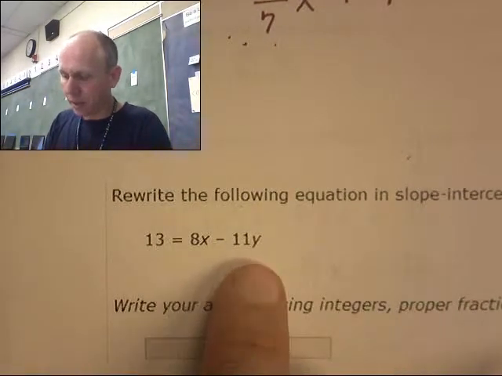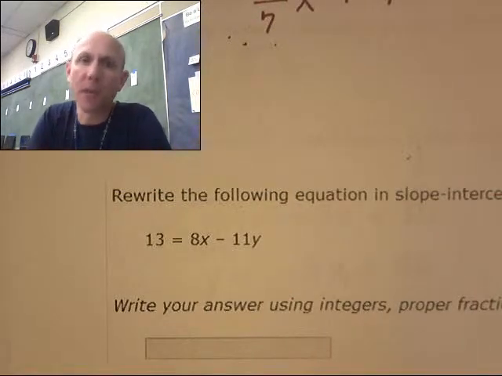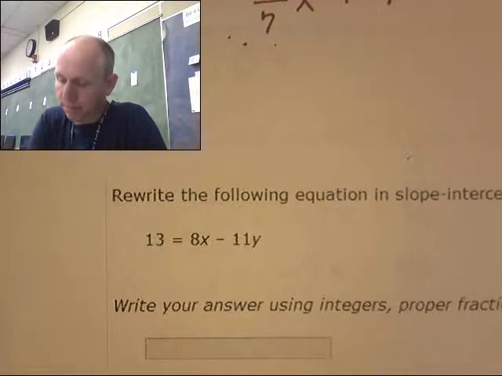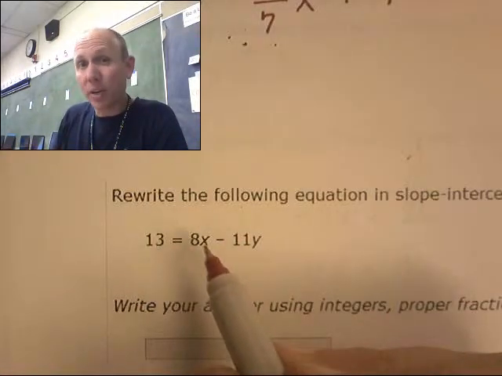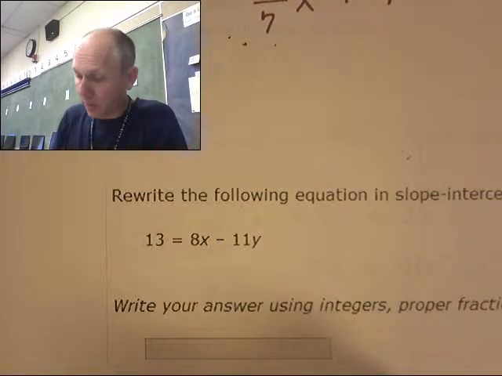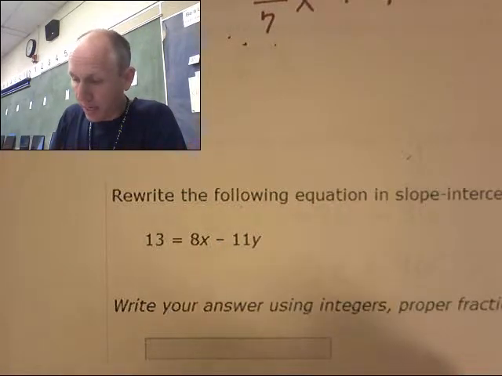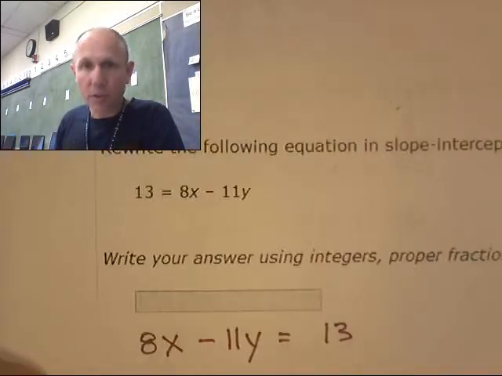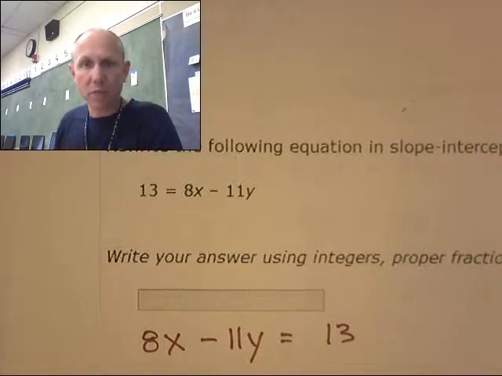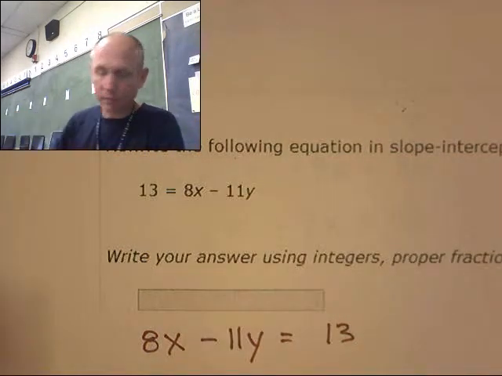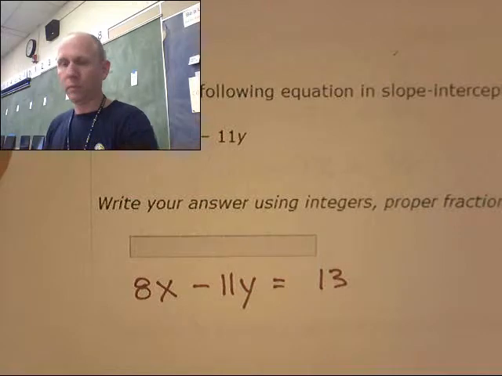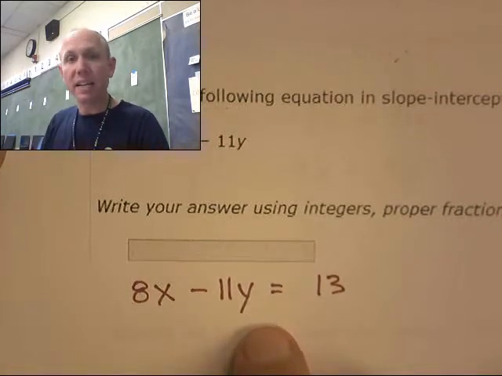Okay. Oh my goodness, look at this. The y is on the wrong side. We have a couple different ways of doing this. Do you want to just kind of flop the entire equation over? We can do that. What if we go with this? 8x minus 11y equals 13. You like that? It's the same equation. I just took the entire thing and flopped it over. I want y to be by itself.